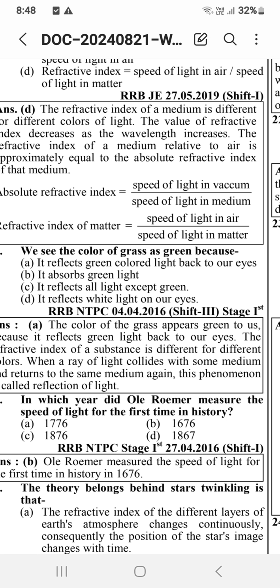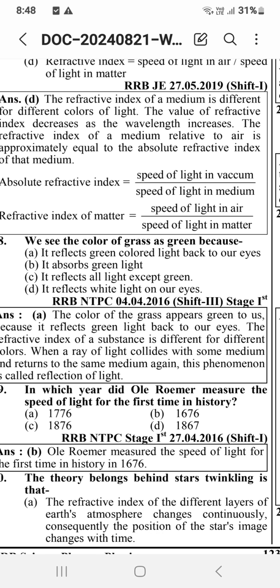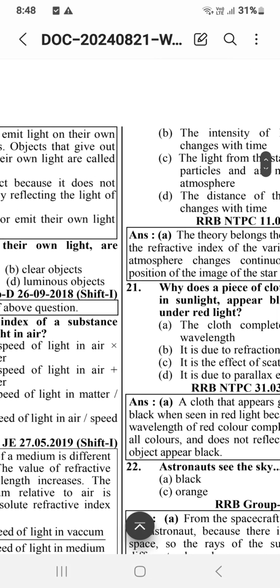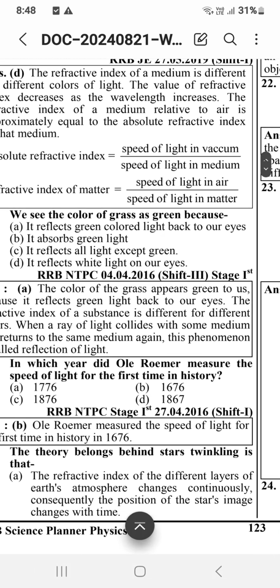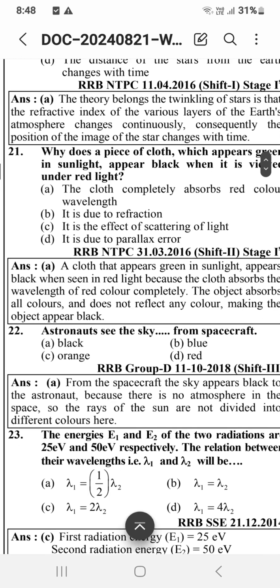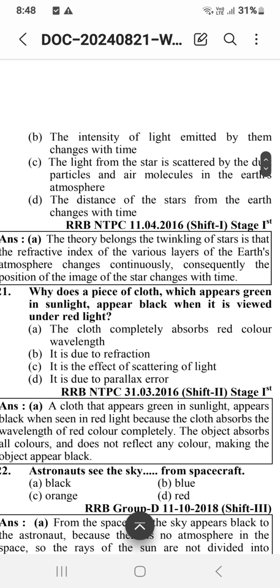The theory behind star twinkling is that the refractive index of the different layers of Earth's atmosphere changes continuously. Consequently, the position of the star's image changes with time. Why does a piece of cloth which appears green in sunlight appear black when viewed under red light? The cloth completely absorbs the red wavelength.